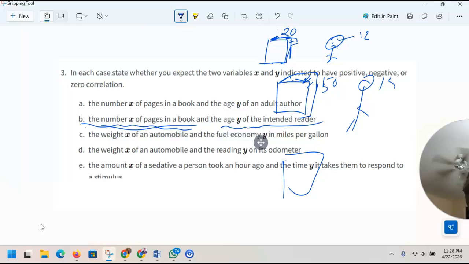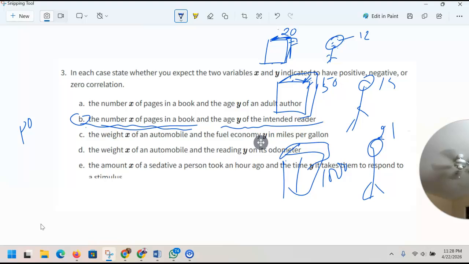And if the book is a little bigger, 100 pages, so there is a relation between these two. The reader maybe is 21. So there is a positive correlation here. Here you can see there is a positive correlation between the number of pages and the intended reader. When I say intended reader, I mean how old he is.